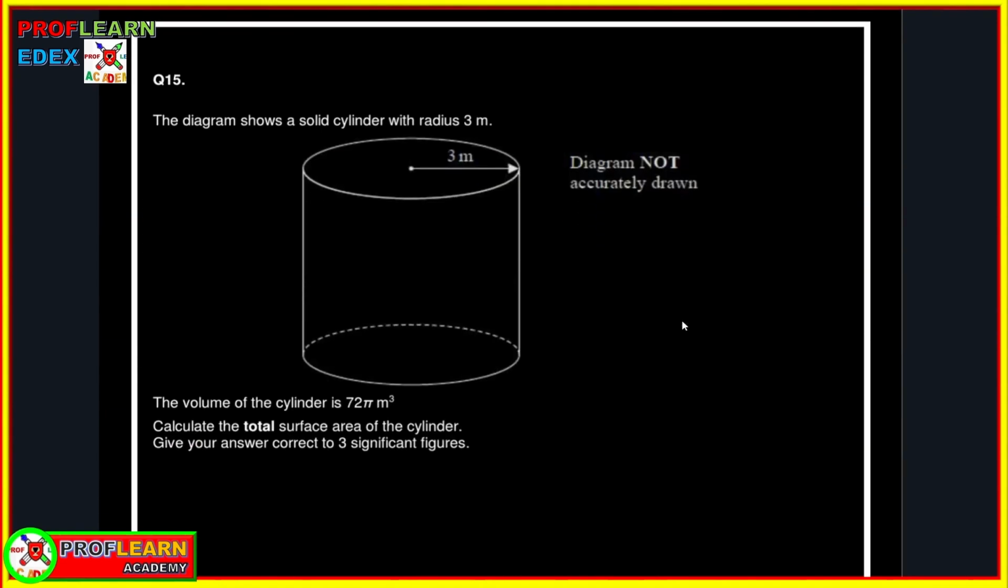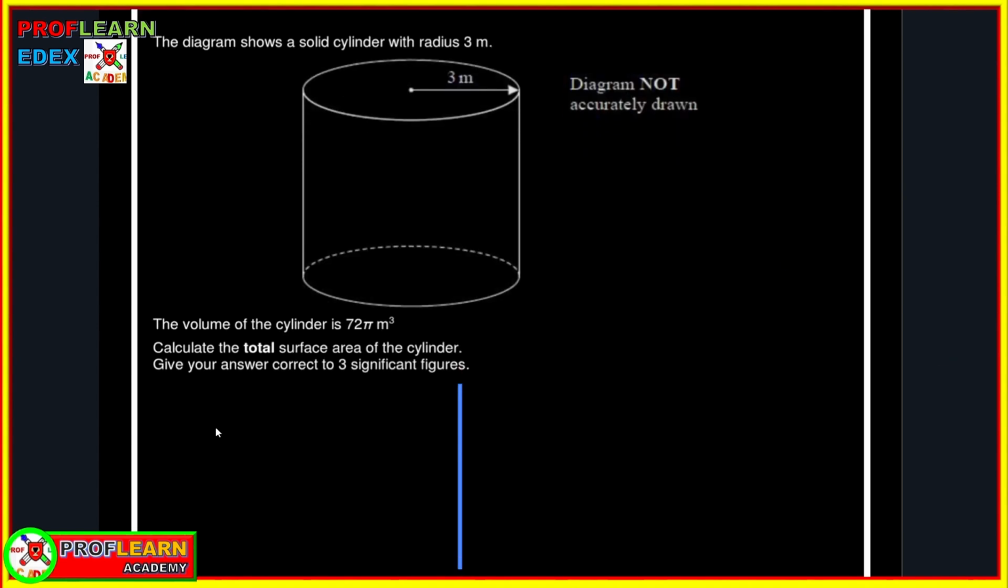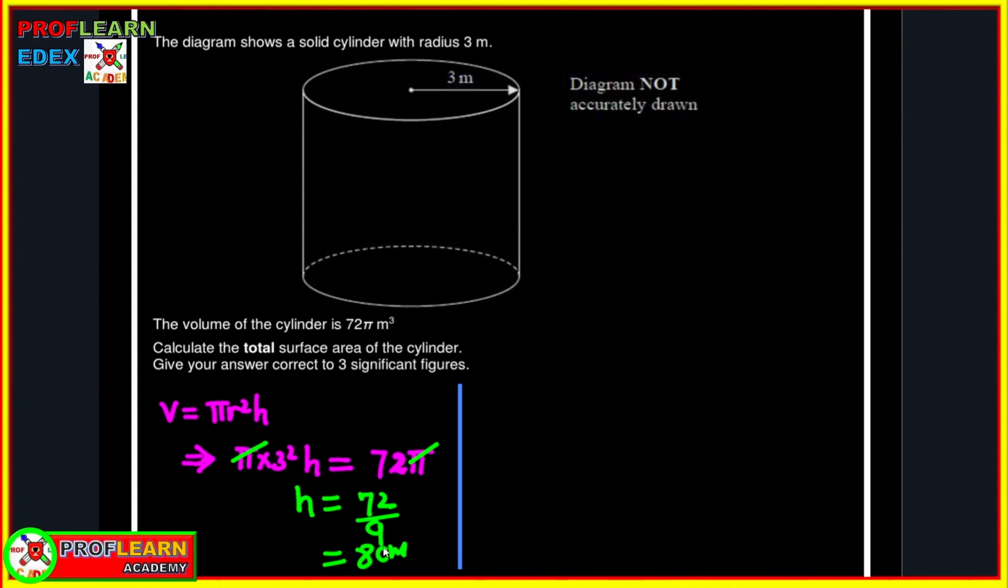Then we can move to question number 15, where we are told that the diagram shows a solid cylinder with a radius of 3 meters, and the volume of the cylinder is 72 pi m cubed. We're supposed to calculate the total surface area of the cylinder, correct to 3 significant figures. First, to work out the surface area, we need to know the height. Volume is pi r squared h, so pi times 3 squared times h equals 72 pi. The pi cancels, and we have h equal to 8 centimeters.